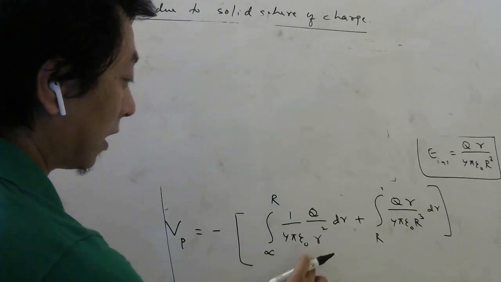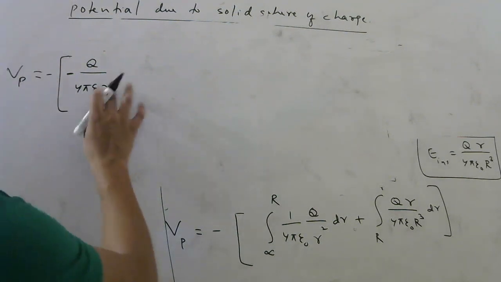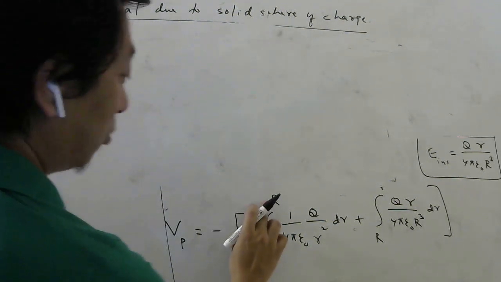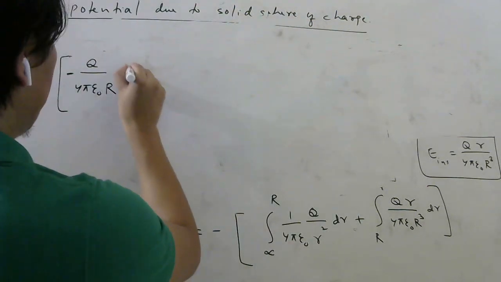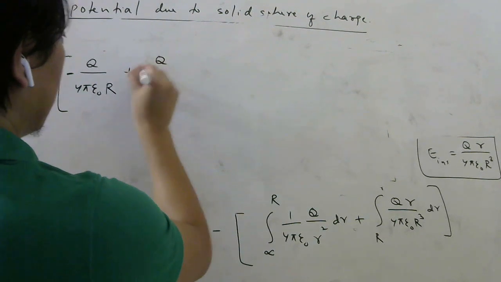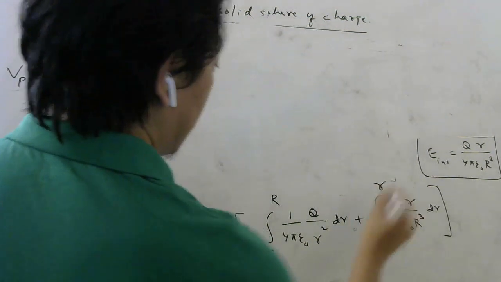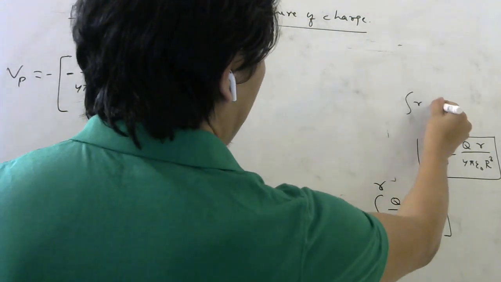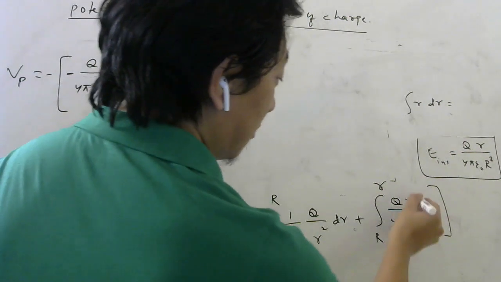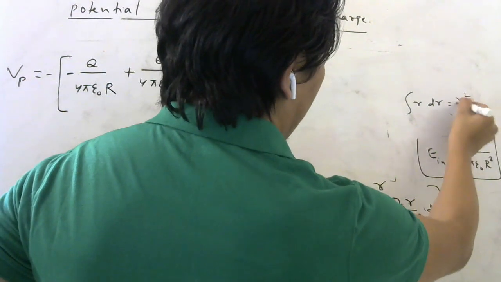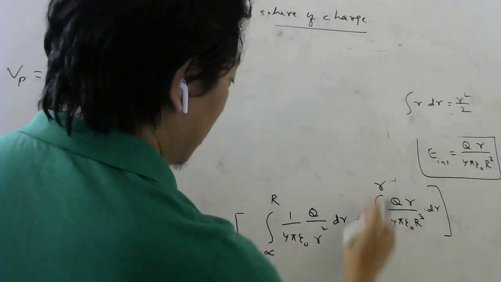The integration of 1 by r squared dr will be minus 1 by r. Then put the upper limit capital R, so you'll get minus 1 by capital R. Here let us do the integration. This is plus, constants you take outside: Q by 4 pi epsilon naught R cube. What is left? Integral of r dr. What is the integral of x dx? x square by 2. So the integral of small r dr will be r square by 2. Put limits also. Limits are small r and capital R.